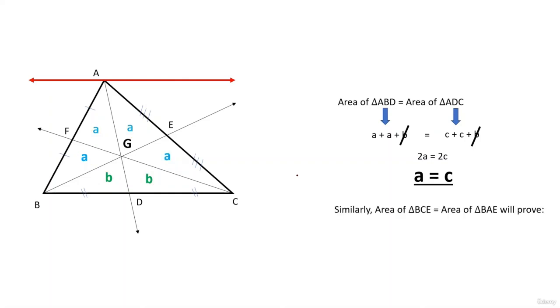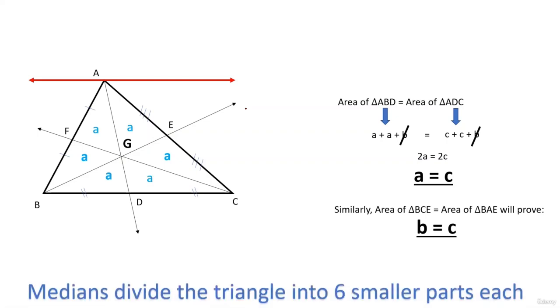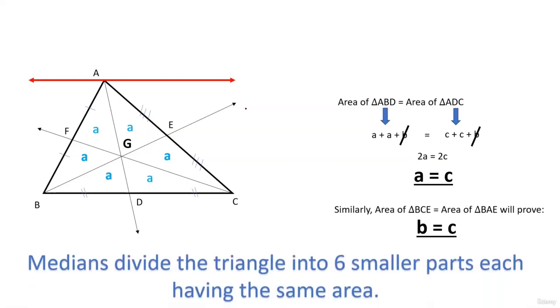Similarly, you can consider two triangles, right? Triangle BCE, guys, and triangle BAE. BCE is this triangle, and BAE is this triangle, right? So you can write B is equal to C from this, isn't it? This tells us what? The medians divide the triangle into 6 smaller parts, each having the same area. So medians will break this triangle into smaller parts, each part having the same area, which is 1/6 of the total area of the triangle.